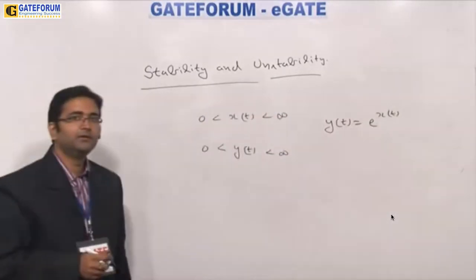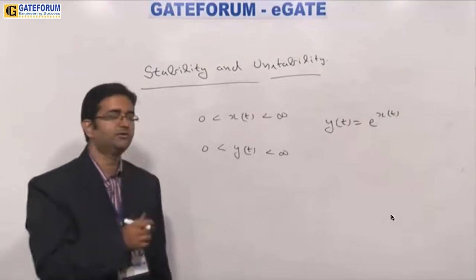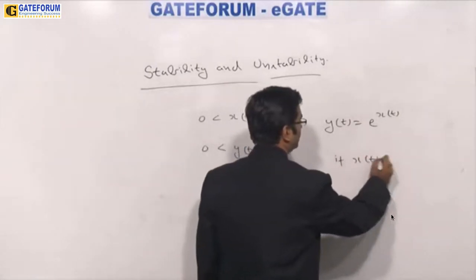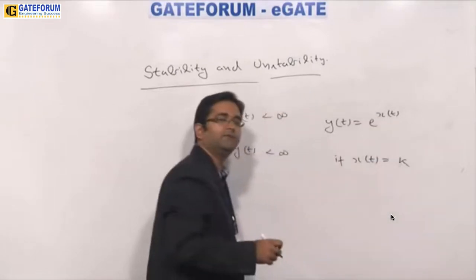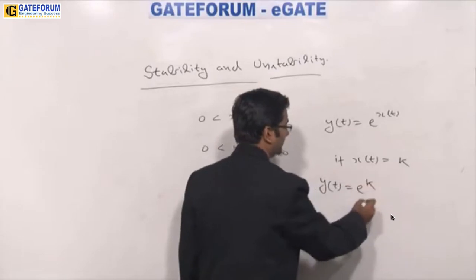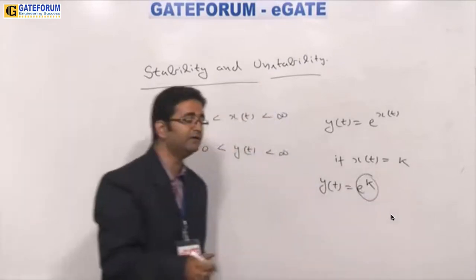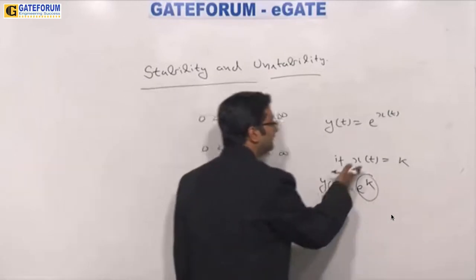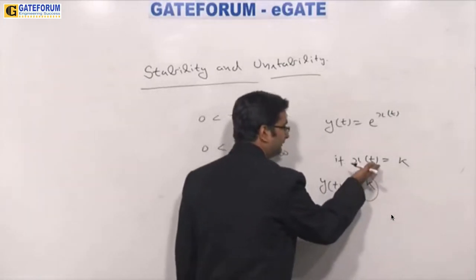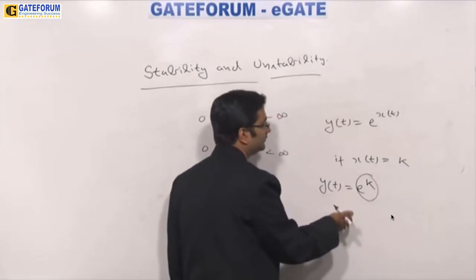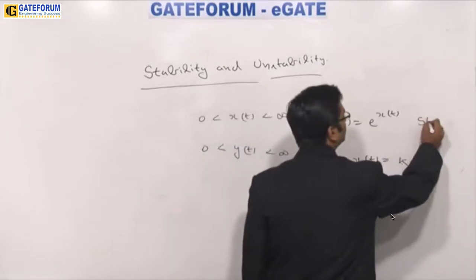Now see this. Even if you give a bounded input to x of t, like if x of t equals k, where k is some finite value, y(t) is nothing but e to the power k, and e to the power k is a finite value. Even if k equals 100, e to the power 100 is some finite value. That means if the input is bounded by a fixed value, output is also constant. So in that case, system is a stable system.